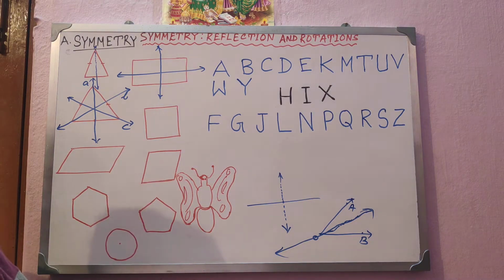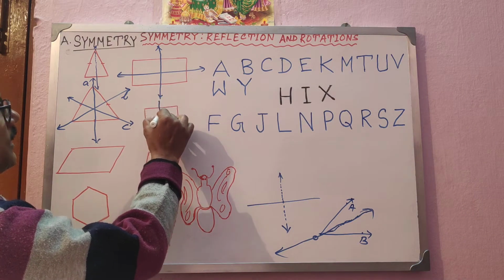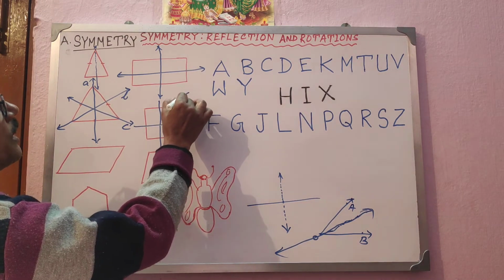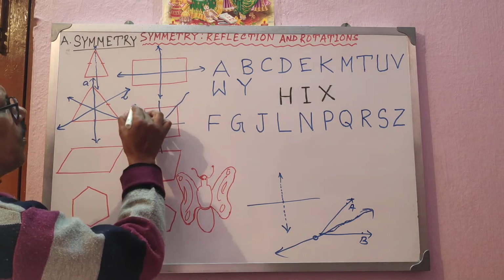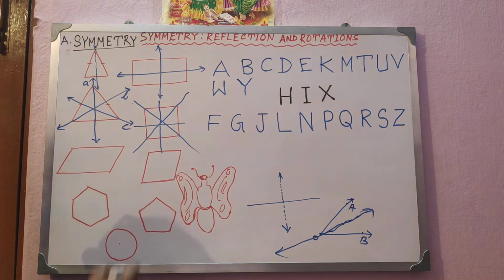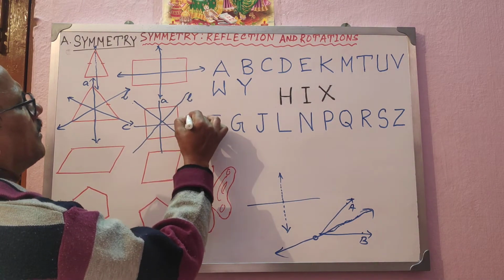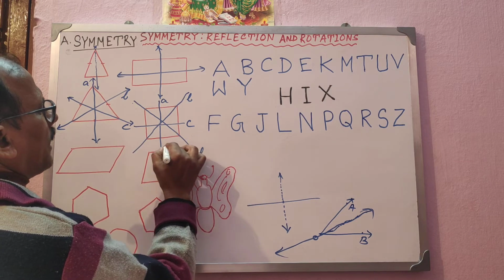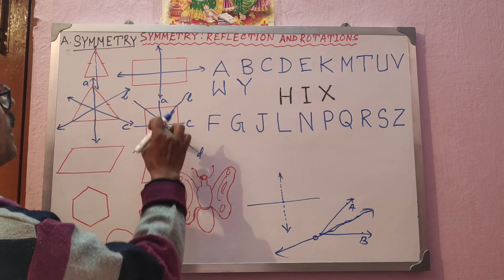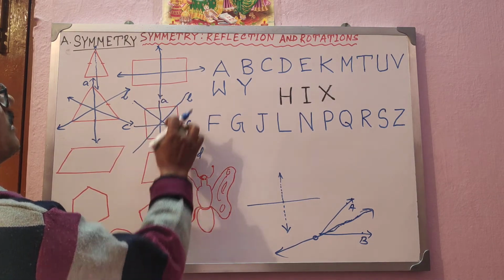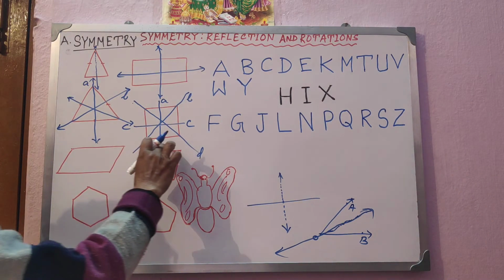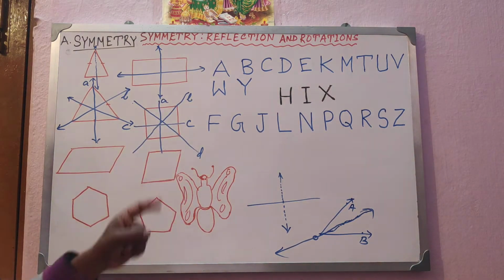Take the case of a square. See, here one, vertically one, horizontally one. Now diagonally also two lines you can draw, these two diagonals. So how many lines of symmetry will it have? A, B, C, D and E. Four lines of symmetry, isn't it? How many lines of symmetry? It will have line A, line B, line C and line D. So there will be four lines of symmetry, isn't it? So a square will have four lines of symmetry.